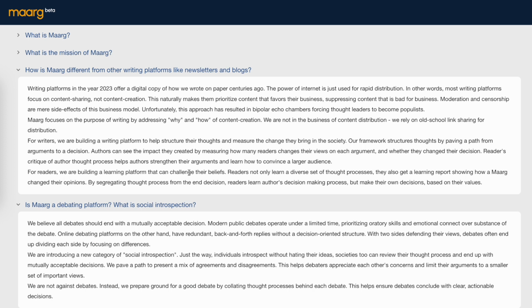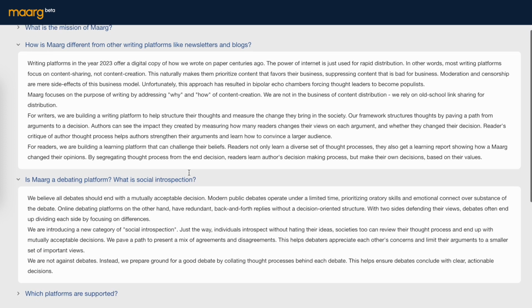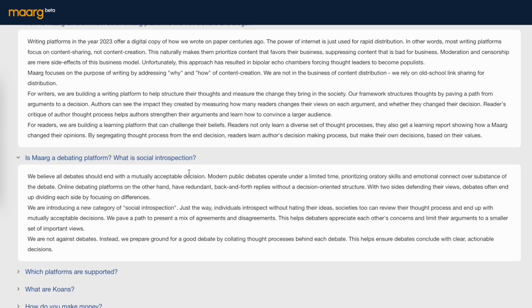Our readers learn a diverse set of thought processes and measure what they learn as well. This enables our readers to better understand the challenges faced by the decision maker, like our politicians, even helping them shape their policies better. Our readers are also not in a populism contest anymore, because how you think is more important on Maarg than what you think.